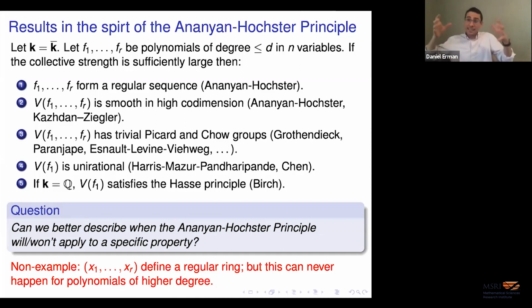Next question, what does smooth in high codimension mean? Okay, so what I mean is you've got a variety, and you look at the codimension of the singular locus. I want that to be really, really big. If you're smooth, then that's good. But if you're a billion dimensional variety that has one singularity, that would be smooth in high codimension. It's a really big number.